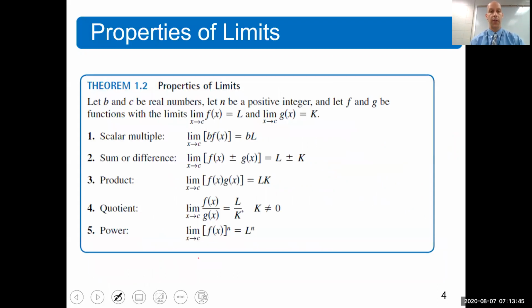Here are some more properties. I'm going to highlight some of them, but you need to look through all of them. They are all very useful. So for example, if I'm trying to find the limit of a function plus another function, then it's just going to be the limit of the first one, L, plus the limit of the second one, K. No big surprise there. The limit of a product is the product of their limits. Again, no big deal. These properties are very important and helpful, and we're going to see these properties throughout the year in various aspects of this class.